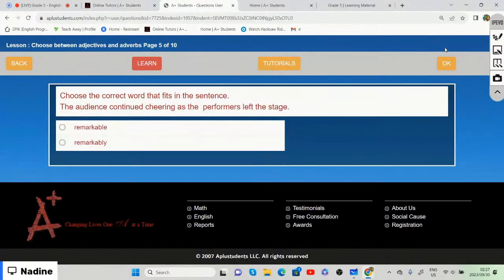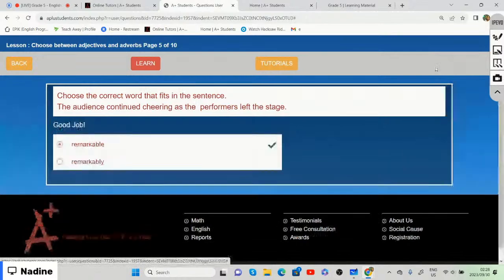And the audience continued cheering as the performers left the stage. So basically, we say that the audience continued cheering as the remarkable performers left the stage. Remarkable performers left the stage. Remarkable, because remarkably is an adverb.